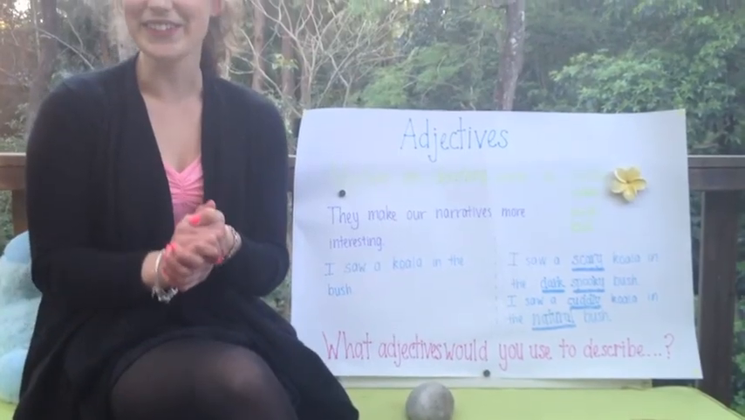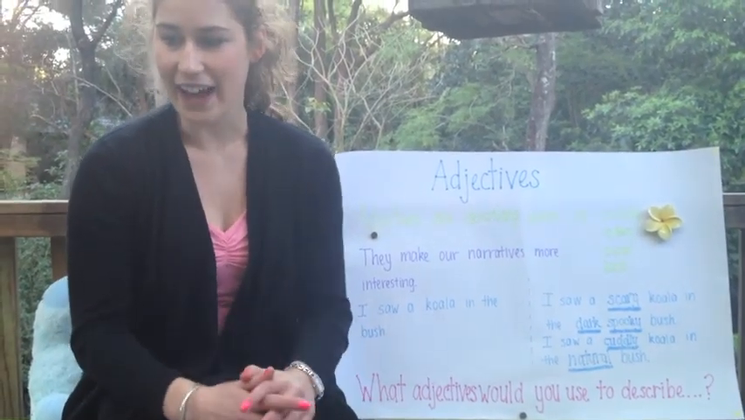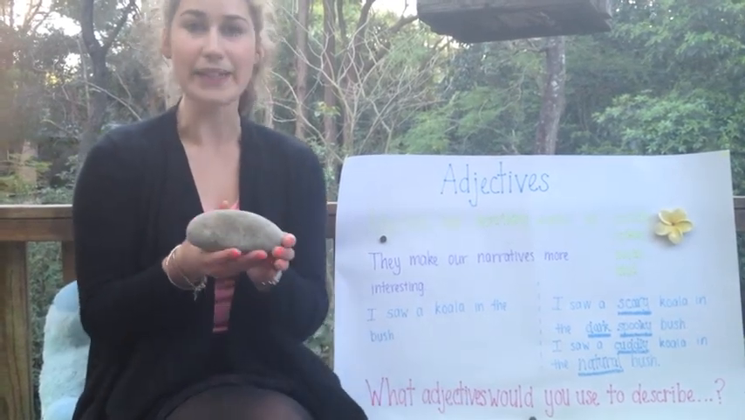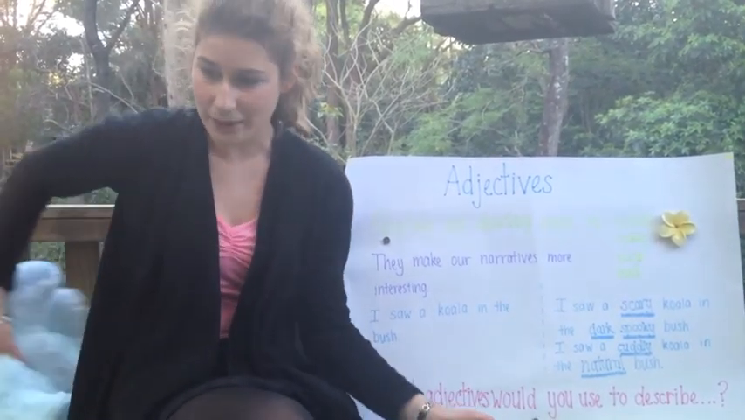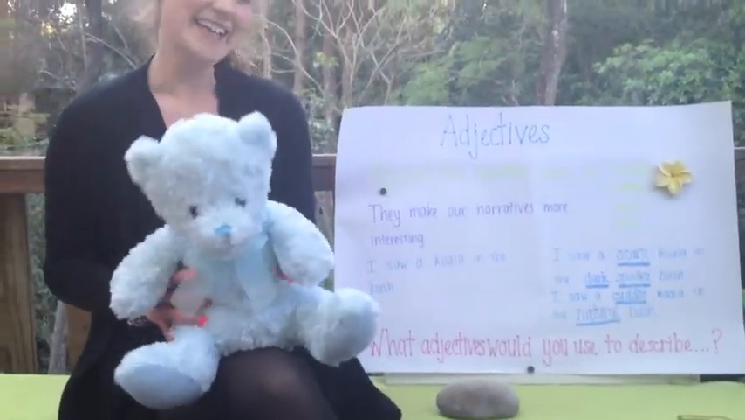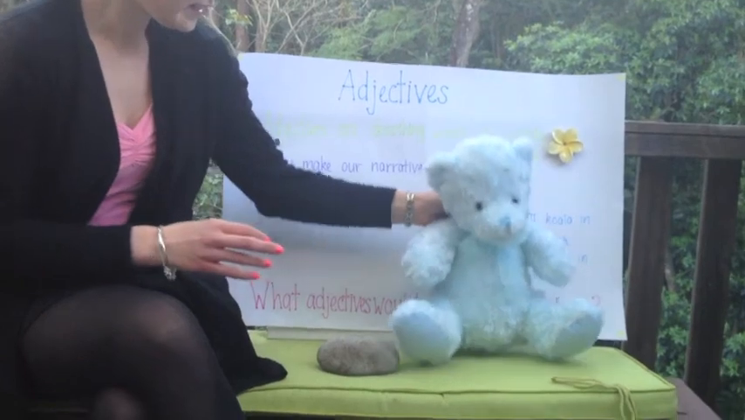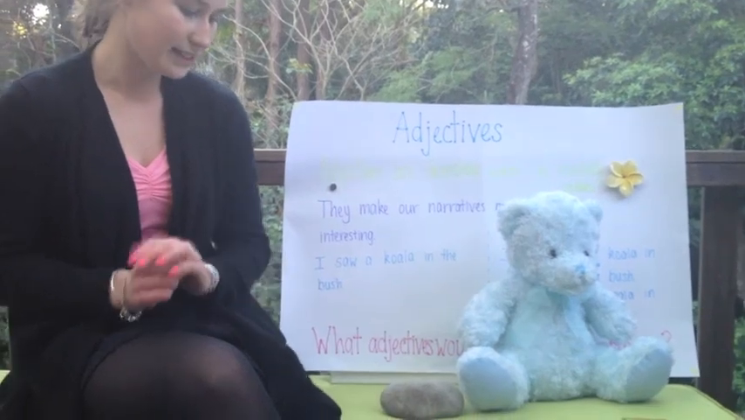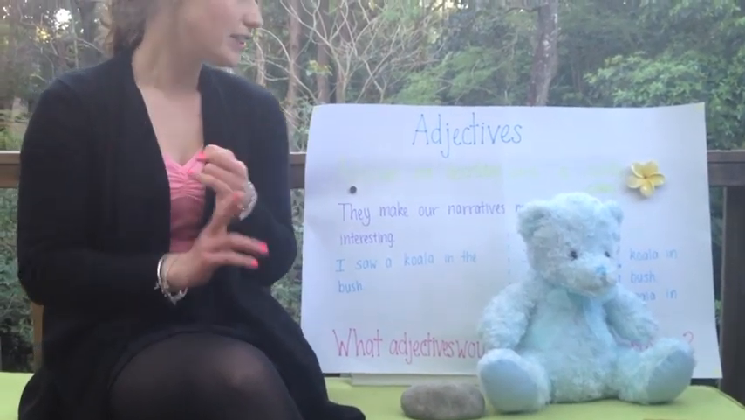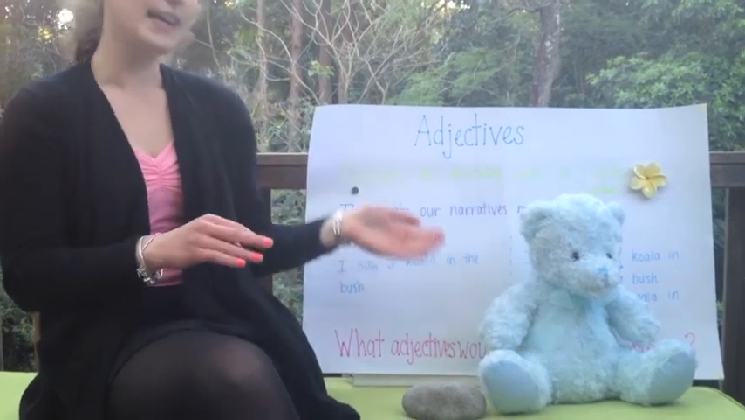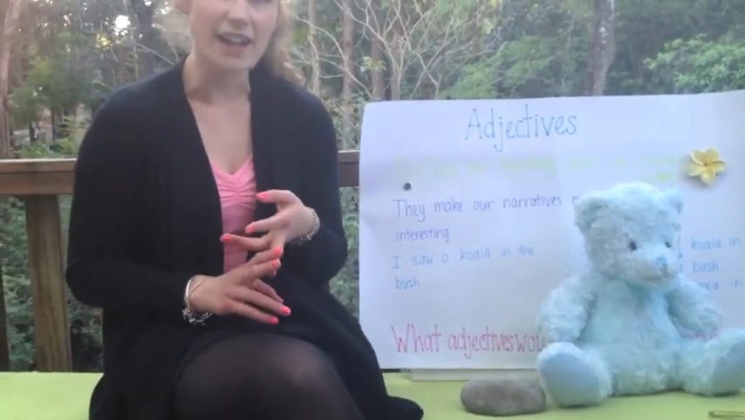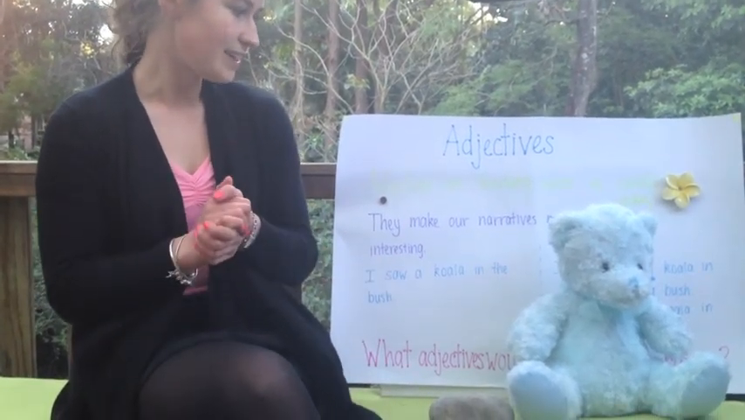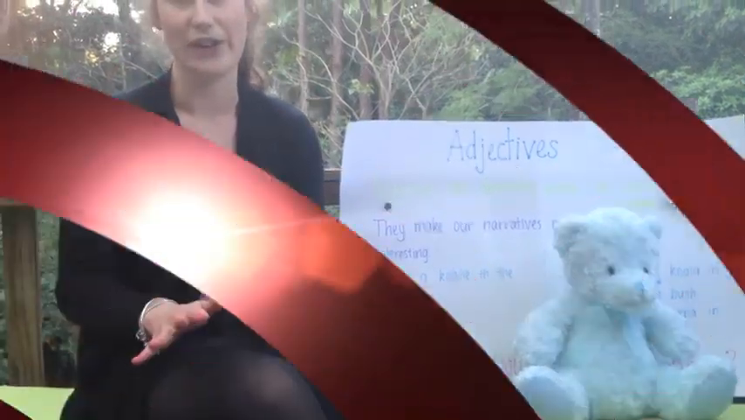I have two objects for you to have a look at in your books. The first one is a rock, and the second one is a teddy bear. I would like you to write down as many adjectives as you can about these two objects, but I want you to consider the following things: their colour, their shape, their size, their texture. You're going to need to pause the video to do so.